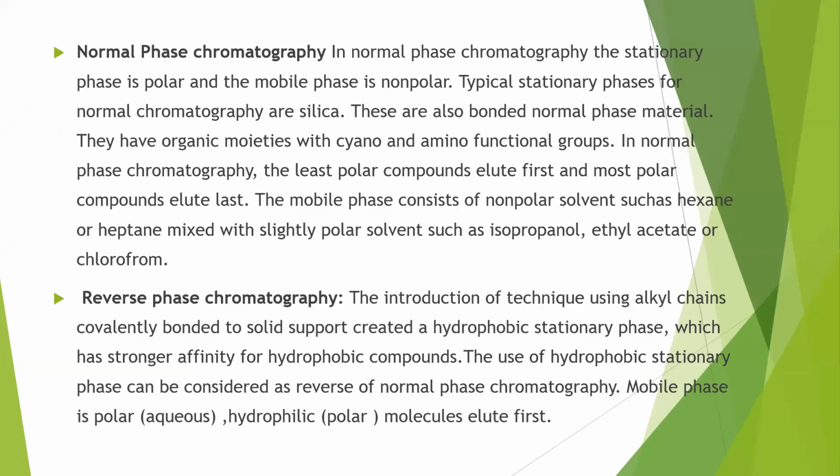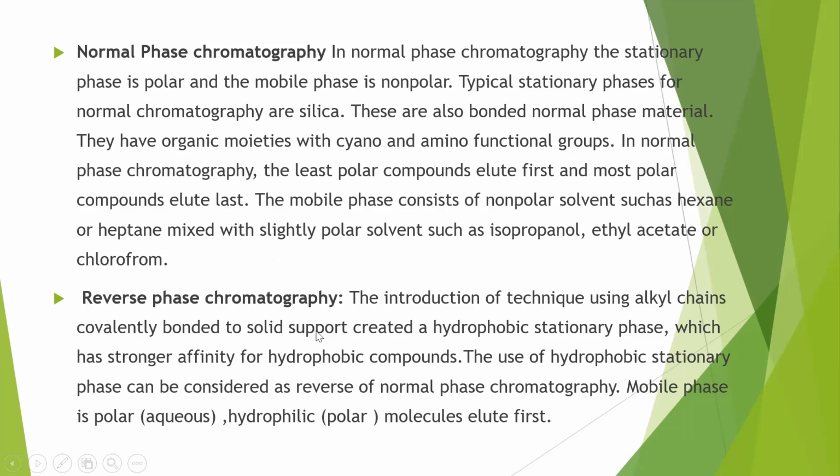Normal phase chromatography and reverse phase chromatography. In normal phase chromatography, stationary phase is polar and mobile phase is non-polar. Types of the stationary phases used in normal phase chromatography are silica. In normal phase chromatography, least polar compounds elute first and most polar compounds elute last, because polar components are adsorbed or attracted or have more affinity towards the stationary phase. Mobile phase consists of non-polar solvents such as hexane or heptane mixed with isopropanol.